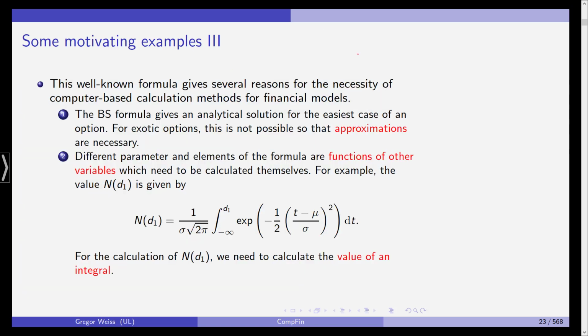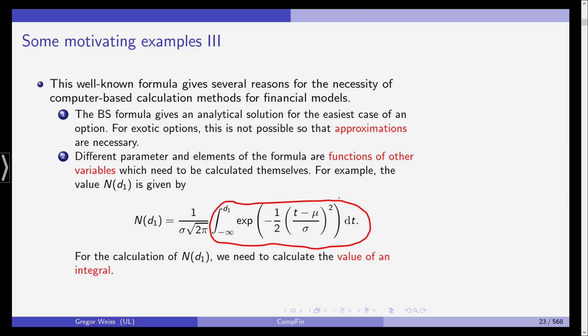Problem is, if you take a closer look, the Black-Scholes formula gives you an analytical solution, but for exotic options we don't have this, so we need approximations after all. However, if you take a look at this, N of d1, the distribution function of the standard normal distribution, is actually given by this formula, 1 over the square root of 2 pi, and so on and so on, and you have this integral here. And you might remember this from school. Integrals, they can get nasty from time to time. And actually this one is.